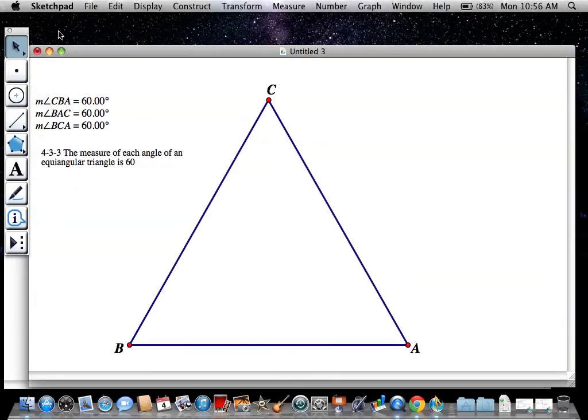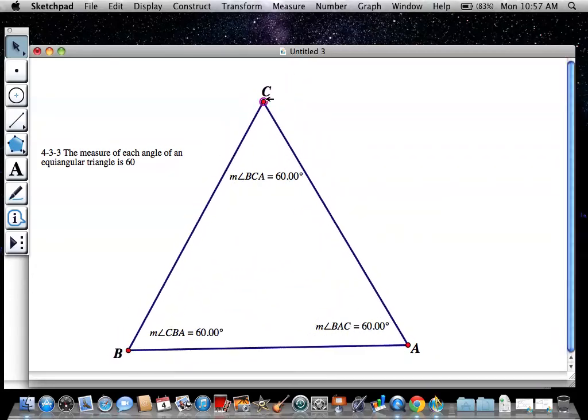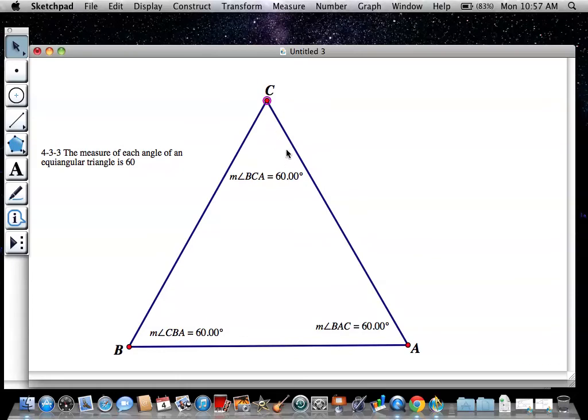The second corollary that I have is the measure of each angle of an equiangular triangle is 60 degrees. If you'll notice here, angle CBA, angle BAC, and angle BCA, all of them have the same angle. If I change this in any way, shape, or form, move it around here and there, the angles stay the same. So an equiangular triangle always measures 60 degrees at all times.